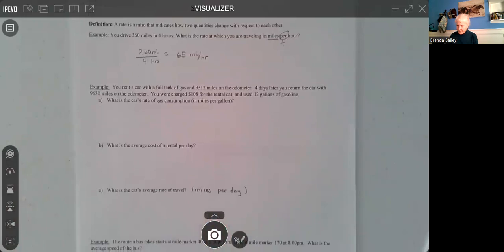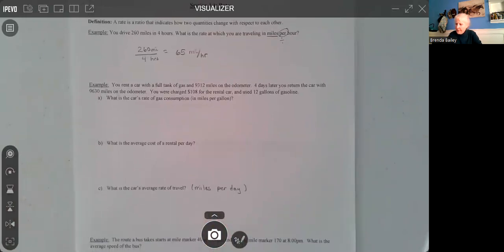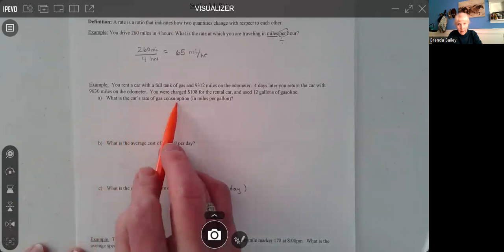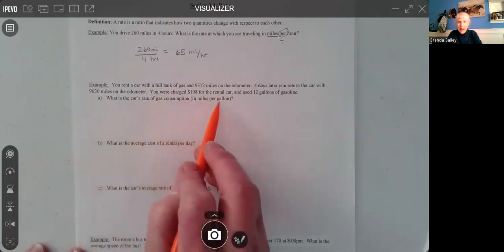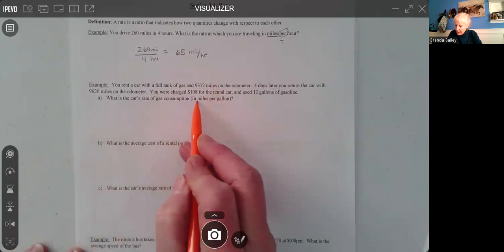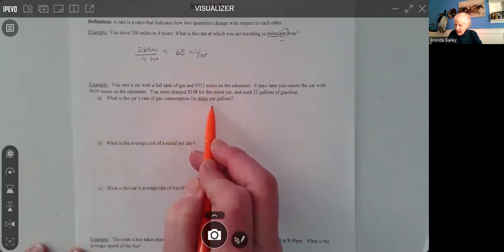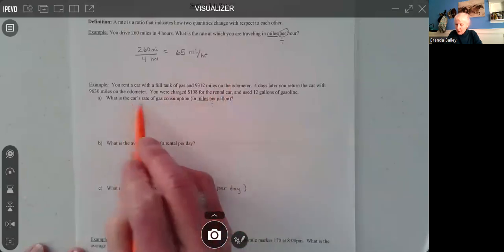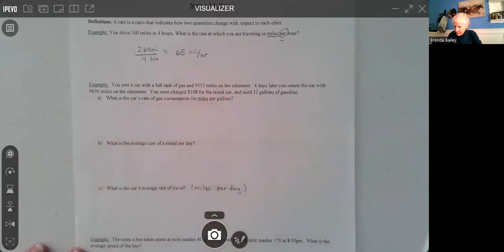This next example, you're in a car with a full tank of gas and 9,312 miles on the odometer. 4 days later, you return the car with 9,630 miles on the odometer. You were charged $108 for the rental car, and you used 12 gallons of gasoline. Now, what is the car's rate of gas consumption in miles per gallon? So again, we're going to take the miles driven divided by the gallons. And again, this would be the rate of gas consumption.